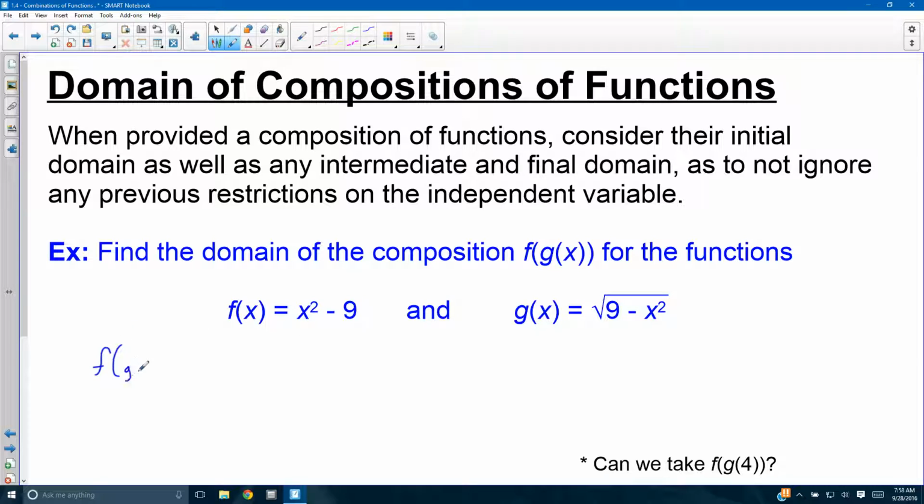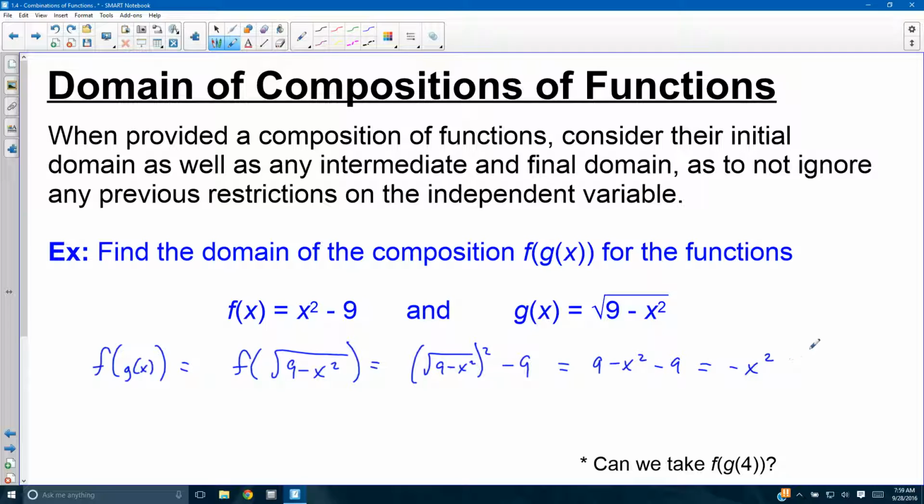If I took the f of g of x, I'd be taking the f of square root of 9 minus x squared, which is the square root of 9 minus x squared quantity squared minus 9. Again, this is taking the place of x over here. Square root of 9 minus x squared quantity squared is just 9 minus x squared. Minus 9, 9 minus 9 cancels out. You're left with negative x squared.